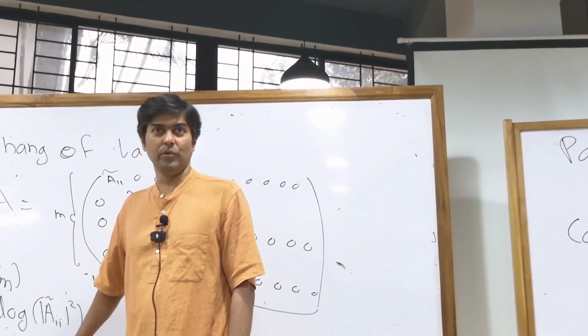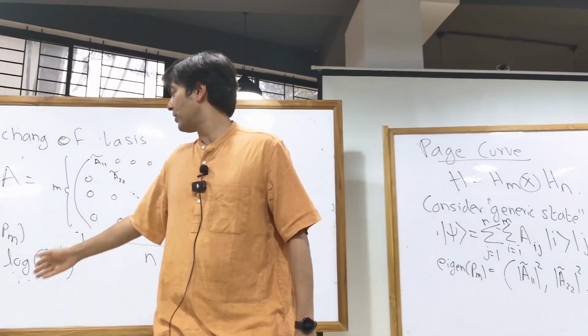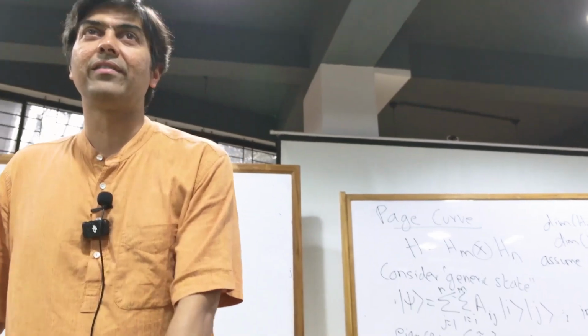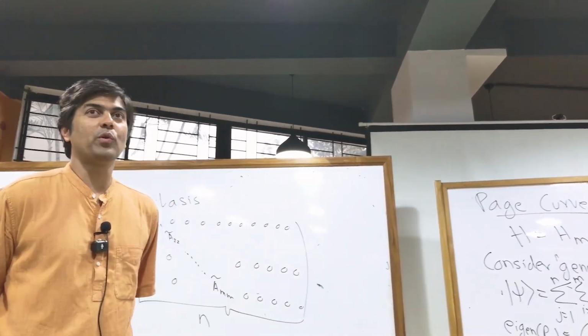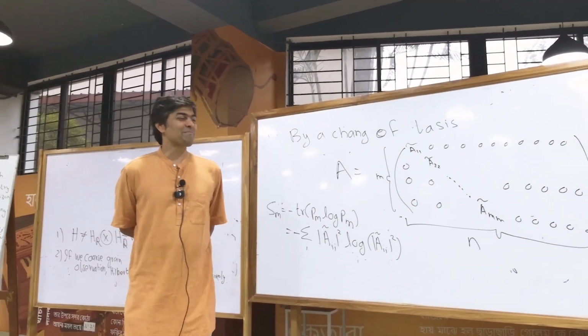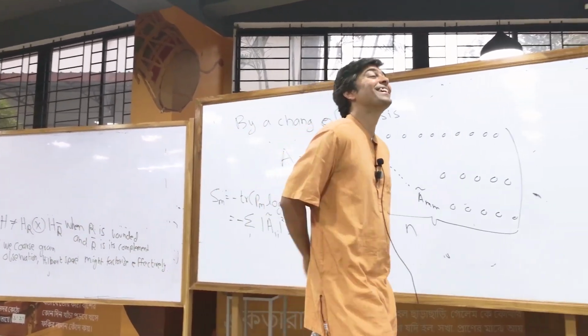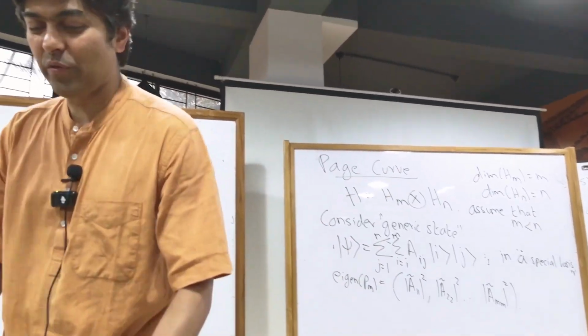This is actually Page's computation. But to do an actual calculation, you have to do this integral with the Haar measure and so on. But what do you expect it to be? What would you guess the answer is? Smaller than 1, clearly. But what value? What number should it be? Not 0. It can't be 0. It's mod square. Someone said the answer. What's the answer? Yeah. Good. So the answer is 1 over m.